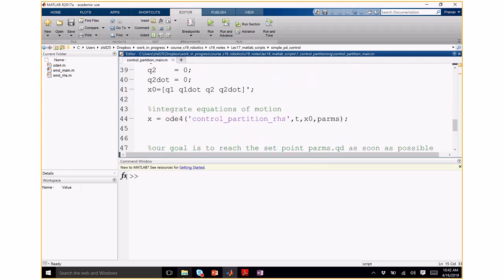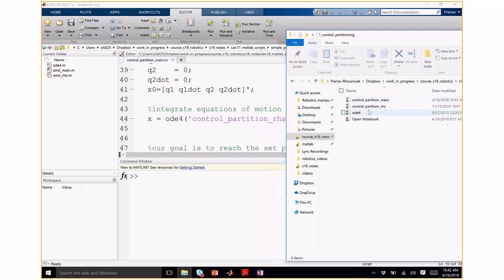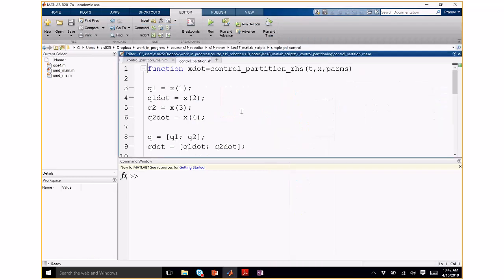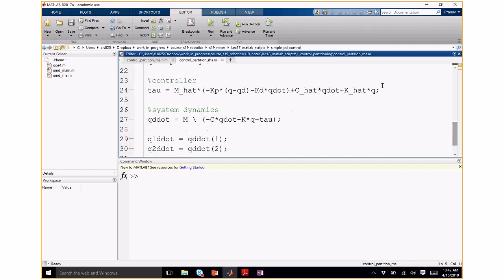Okay, so there are just 2 files here. There's no animation because it's just a cooked up example. There is the main file and then there's the right hand side file. This is where the torque will appear, and you can see that the torque formula is exactly what I wrote down.